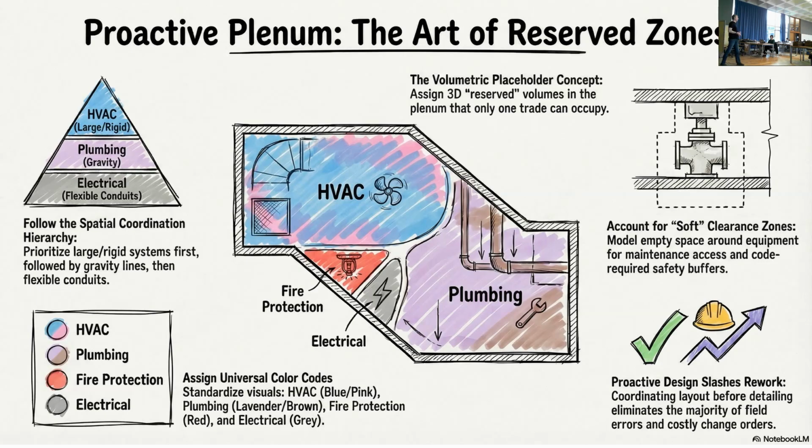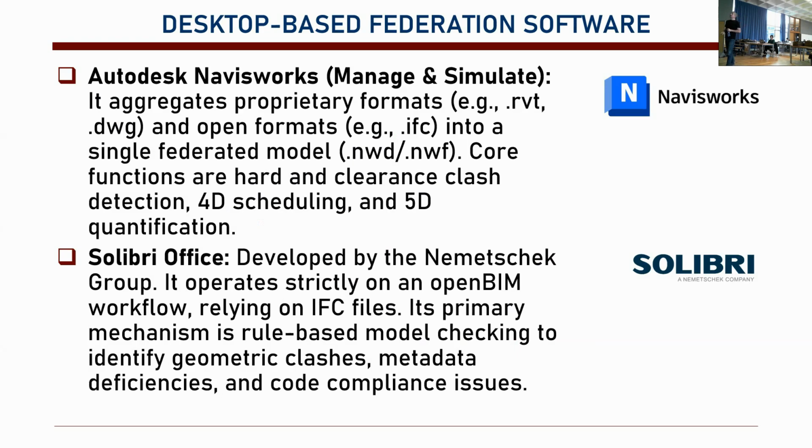Reserved zones. So what kind of software do we have? I'll quickly go through them. We have desktop software, like Navisworks. I hope we can try it; I don't know, we will see after the midterm. Navisworks is the most important one in the industry. Then we have Solibri Office. Navisworks is Autodesk. Solibri is Nemetschek. Nemetschek also owns Graphisoft, a German company, and ArchiCAD, etc.